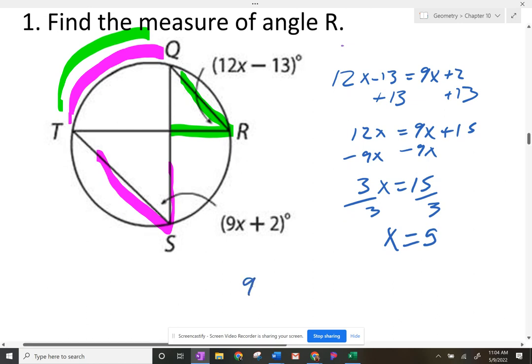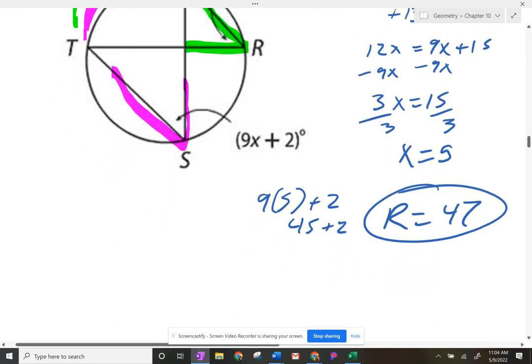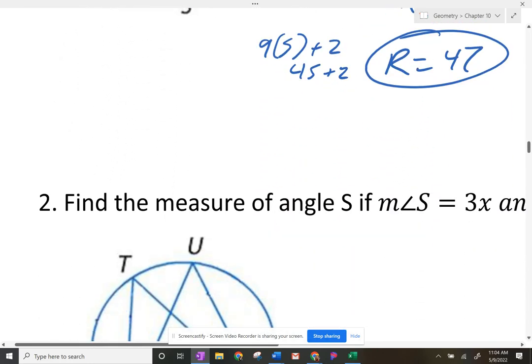So I'm going to take 9 times 5 plus 2, which gives me 45 plus 2. So angle R is going to equal 47. I could do the other one. I could take 5 times 12, which is 60, minus 13, which is going to give me 47. Either way, it's going to give me the same answer. But again, if they're set equal to each other, I can choose either side.